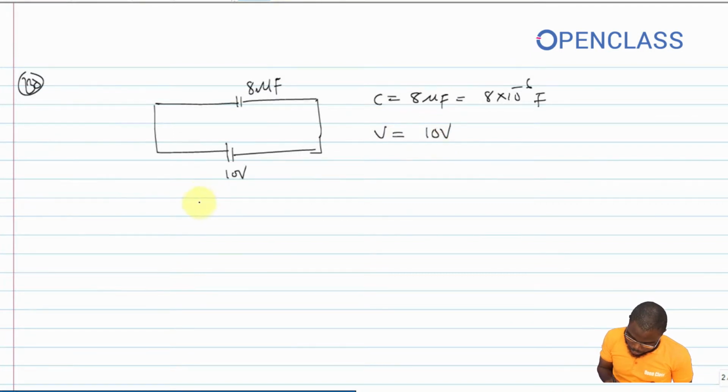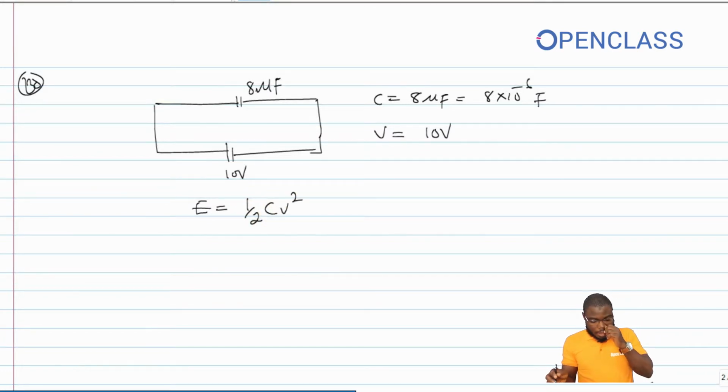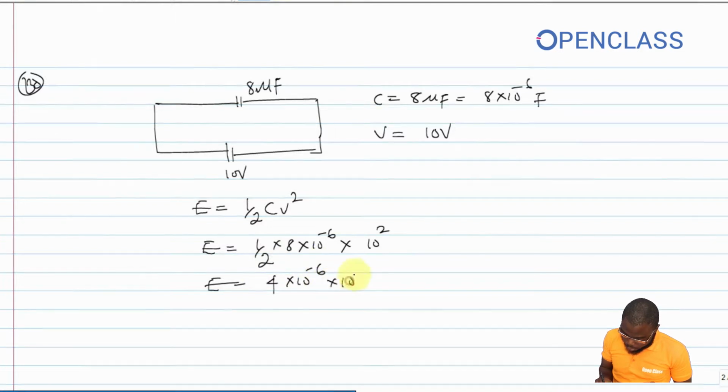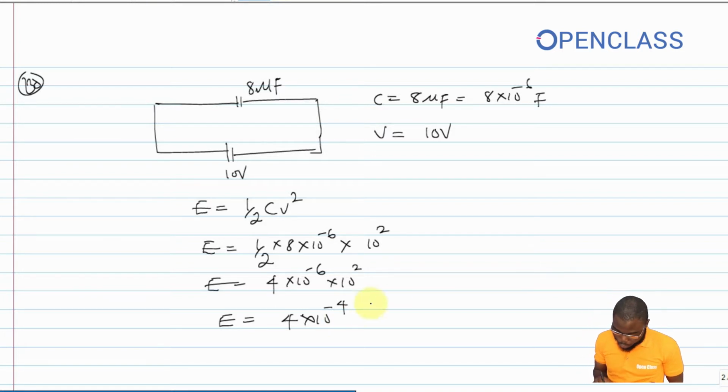Now, the energy stored, E, equals half CV squared. From here, your energy will be equal to half times C, which is 8 times 10 raised to the power minus 6, times V, which is 10, so 10 squared. Half of 8 is 4, so you have 4 times 10 raised to the power minus 6 times 100, which is equal to 4 times 10 raised to the power minus 4 joule. So that's question number 30.